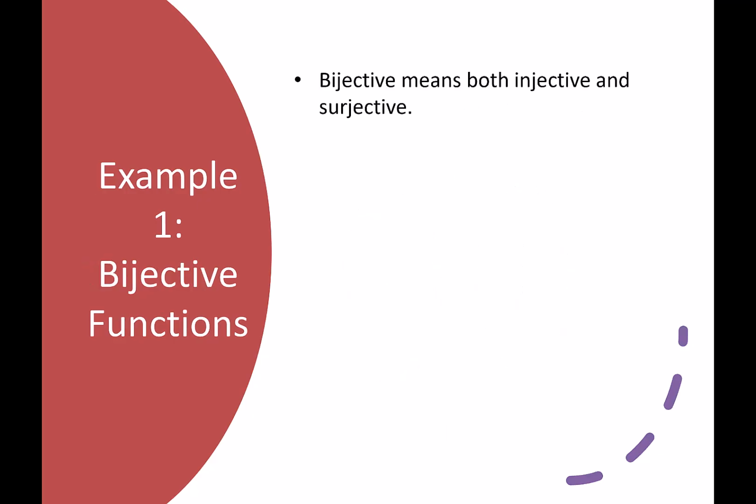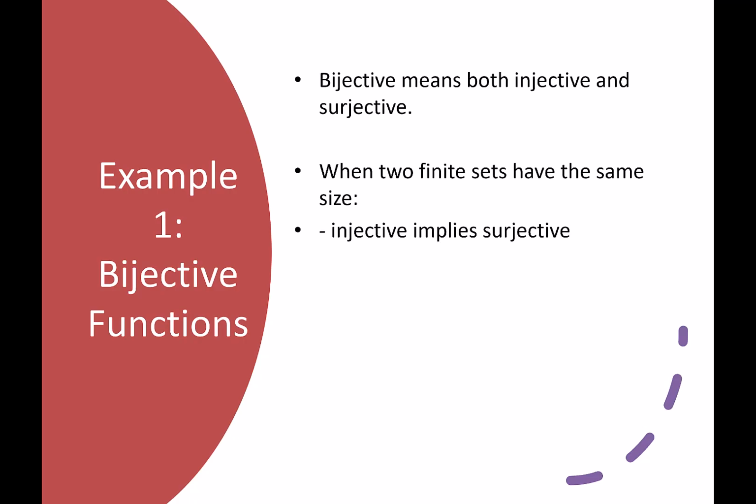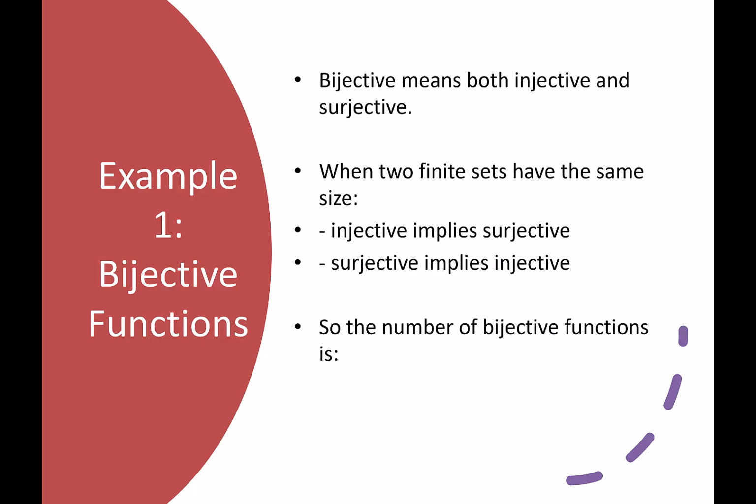When we talk about bijective functions, it means we're looking at both injective and surjective functions. When two finite sets have the same size, injective will imply surjective and surjective will imply injective. So for this example, the number of bijective functions will again be 24.